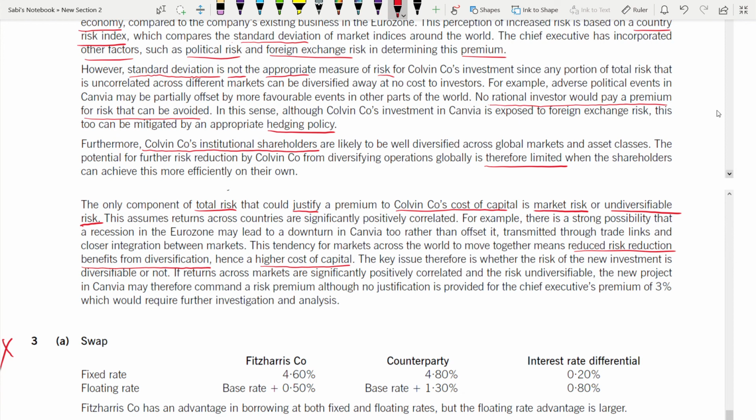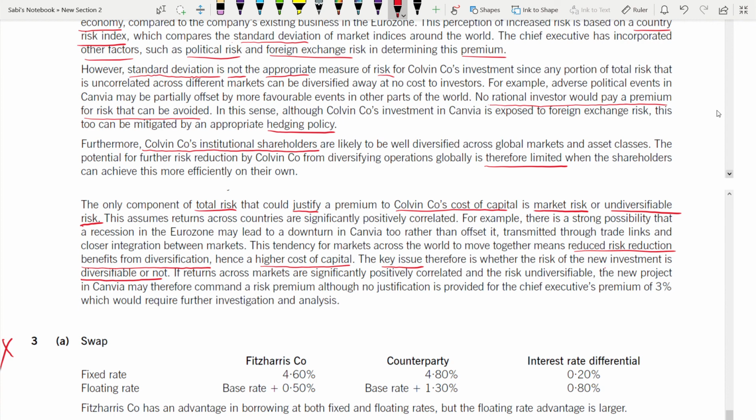So the key issue therefore is whether the risk of new investment is diversifiable or not. What is the key issue in this case? You cannot justify in this case. Why? You don't know whether this project is diversifiable or undiversifiable. Whenever there's some key issue, and you're not able to understand or justify what this project is, then write this. The key issue is this: you don't know whether the new investment is diversifiable or not.